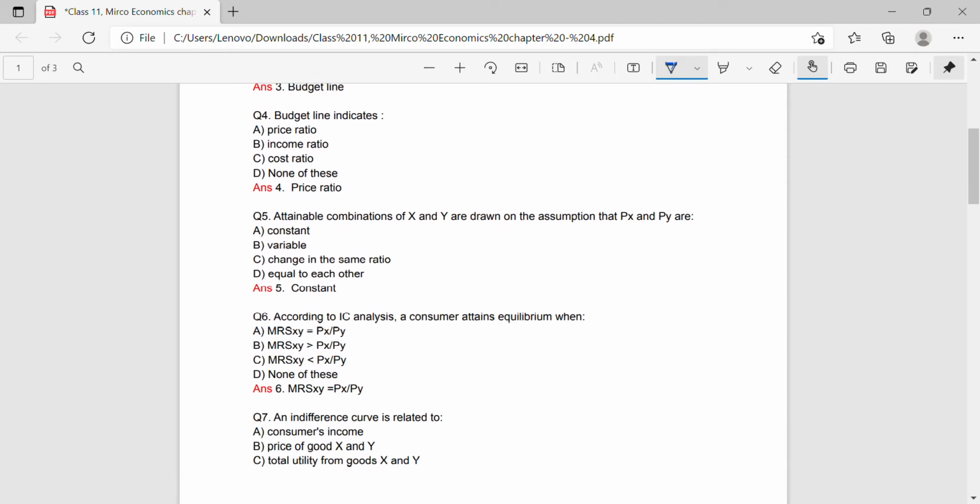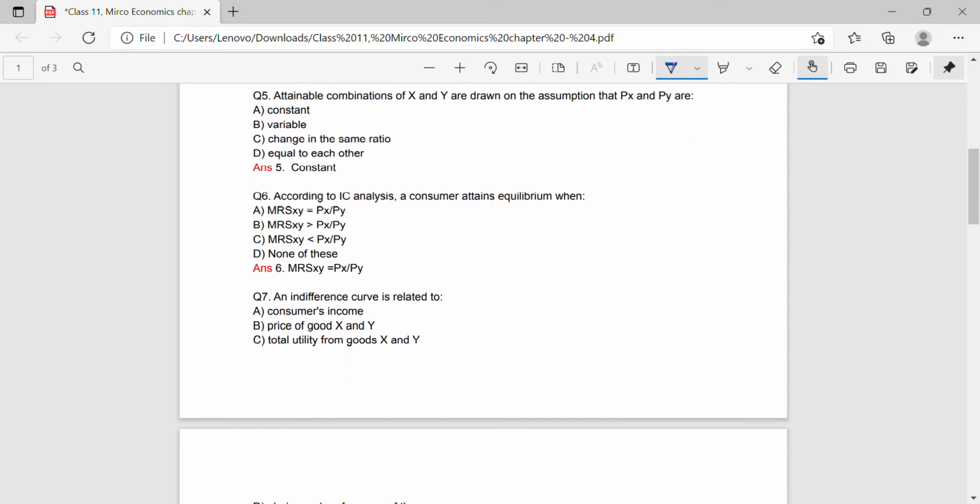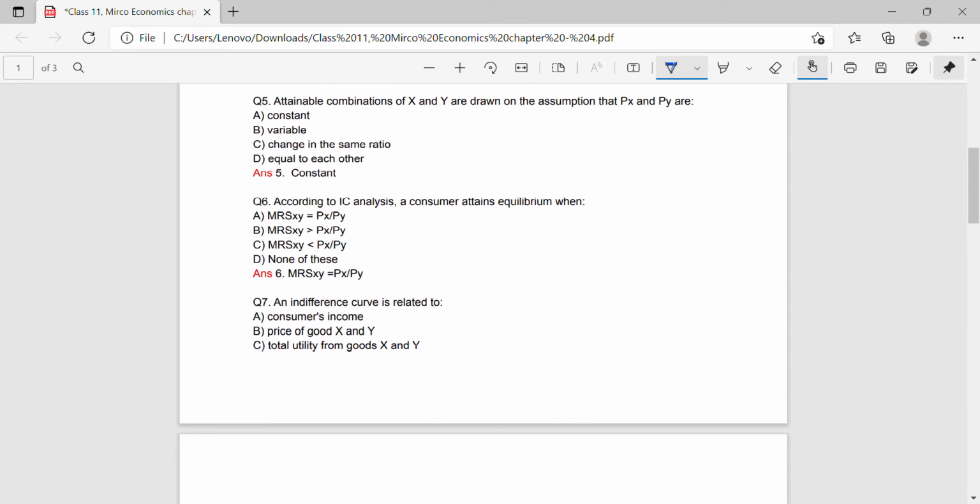Question 4. Budget line indicates: option A, price ratio. Option B, income ratio. Option C, cost ratio. Option D, none of these. Correct option is option A, price ratio. Question 5. Attainable combinations of X and Y are drawn on the assumption that P of X and P of Y are: option A, constant. Option B, variable. Option C, change in the same ratio. Option D, equal to each other. Correct option is option A, constant.